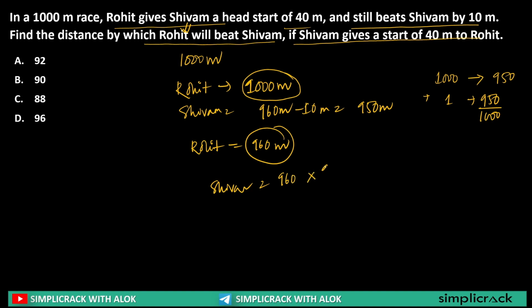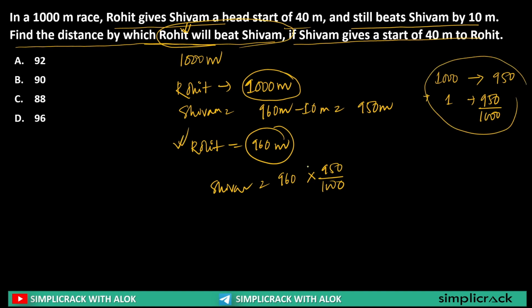960 multiplied by 950 by 1000. Why 1000? Why did we do this? Because it is written that find the distance by which Rohit will beat Shivam. Again here Rohit is winning. That's why we took this unitary method. So the zeros will cross out. It is 96 into 95 by 10.